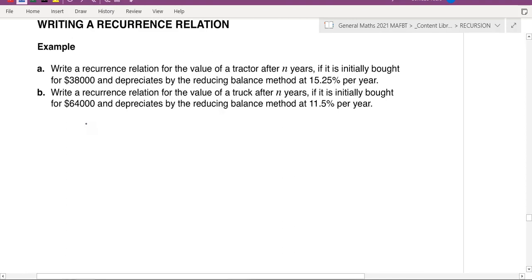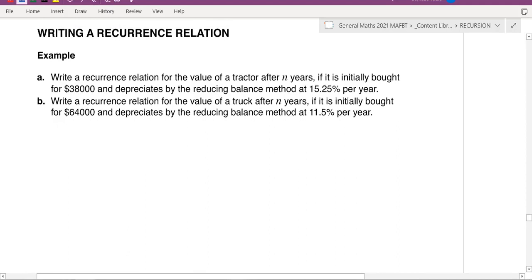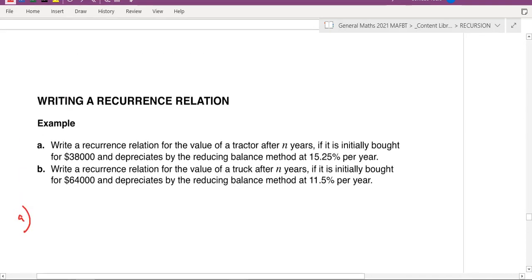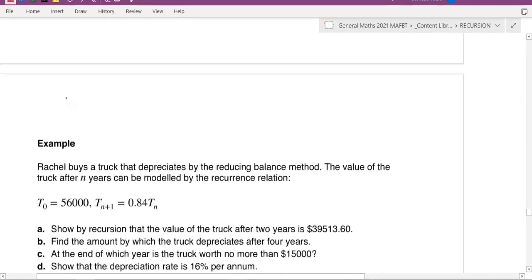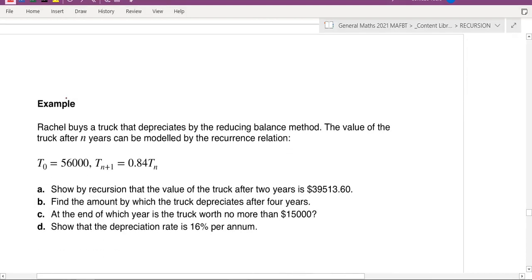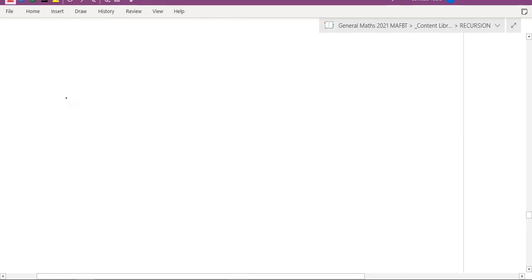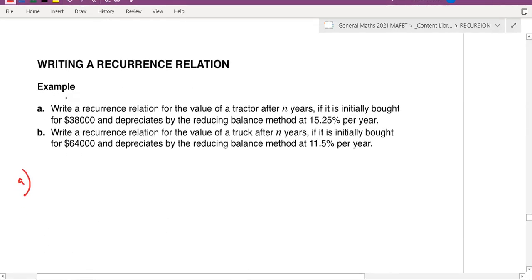How to write your recurrence relation. Everybody, we've done this many times already. Let's just do one as an example. So first one, let's just do the first one: writing a recurrence relation with these questions. We're going to skip this example of Rachel buys a truck and just go to this one.